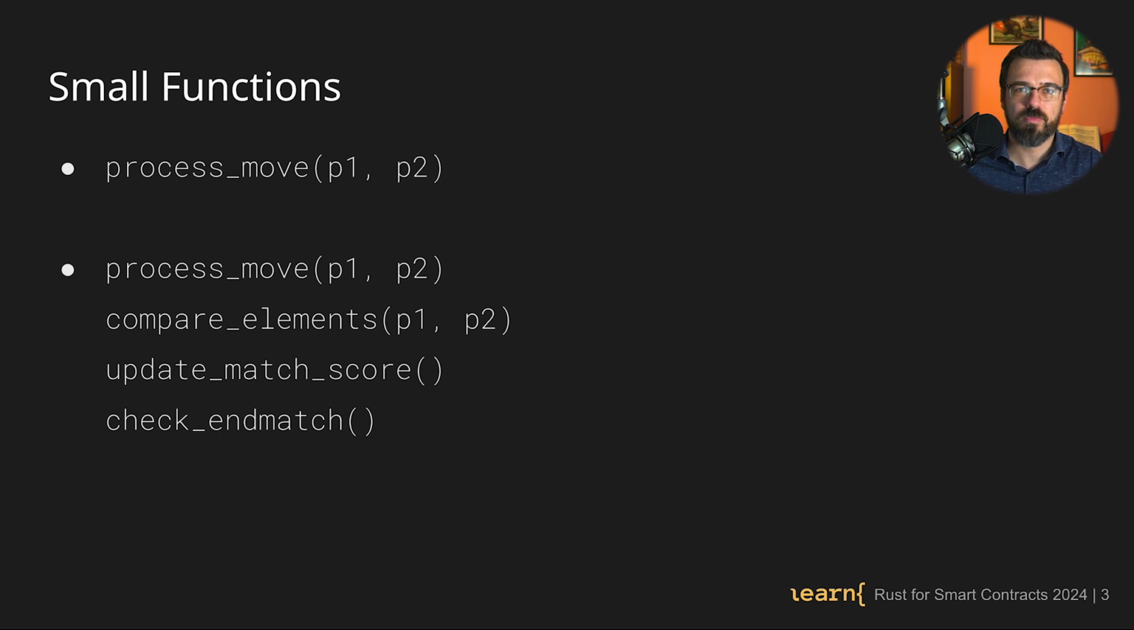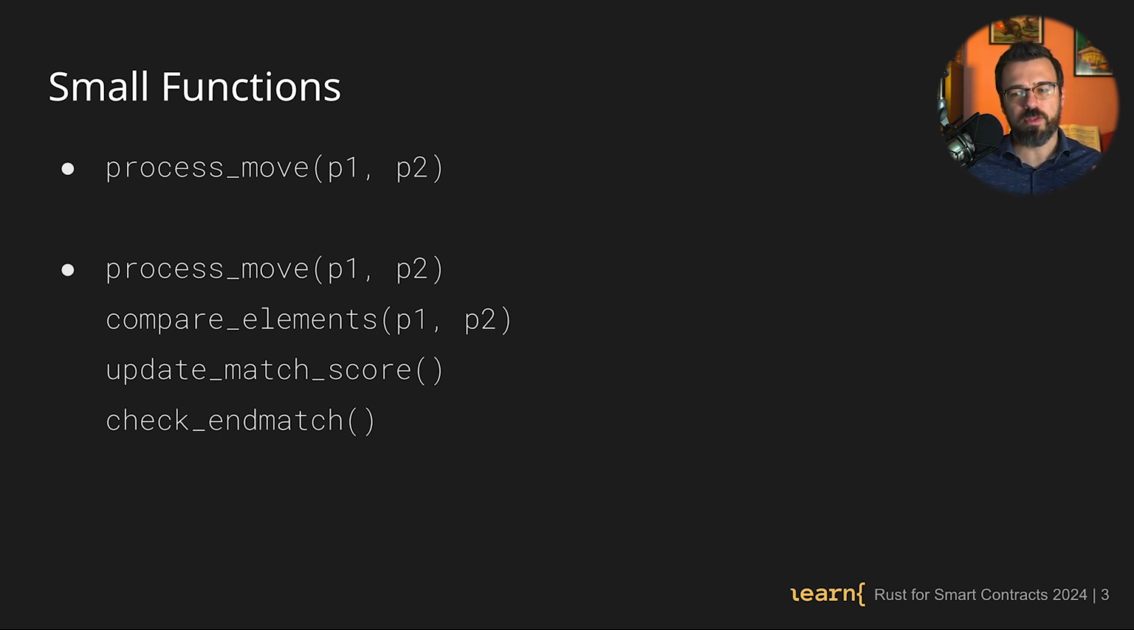broken out so that you have a function that compares elements, and all it does is compare elements. It returns player 1 wins, player 2 wins, or a tie. And then you have a function that updates the score of the match if you're maintaining that over multiple rounds. And then you have a function that checks whether the threshold has been reached. Best out of 5, that means 3 wins. So it checks the end of the match.